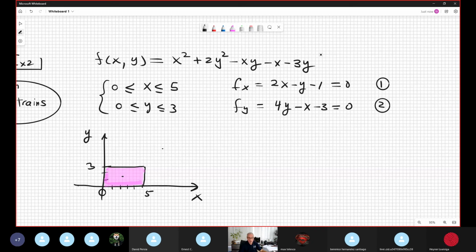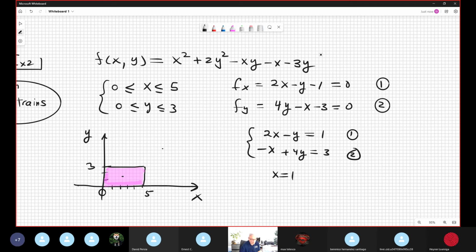You organize the equation: 2x minus y equals 1. Equation number 1. And you organize in the same column: minus x plus 4y equals 3. Equation 2. You can solve using elimination, substitution, or matrix, because I organized it elegantly. The column of the x, the column of the y, and the right-hand side number. I don't want to explain this because the answer is x equals 1.